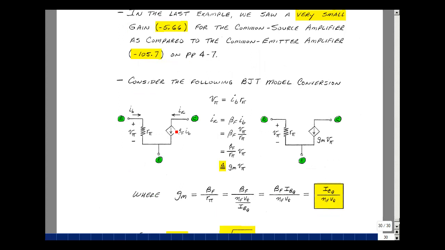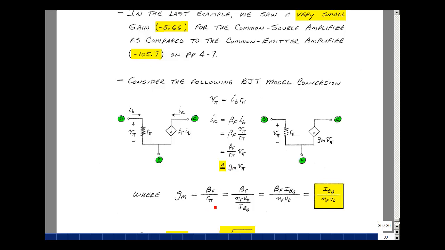Let's take our model for the BJT at low frequency and convert it to something similar to what we had for the MOSFET. The voltage V pi is equal to I_B times R pi, and this collector current is just a controlled source of beta F I_B. But if we substitute in here that I sub B is V pi over R pi, bring the R pi over here, we have that the collector current is something times the voltage across the base emitter. That would be equal to beta F over R pi, and we can define that to be a transconductance, just like we did for the MOSFET.